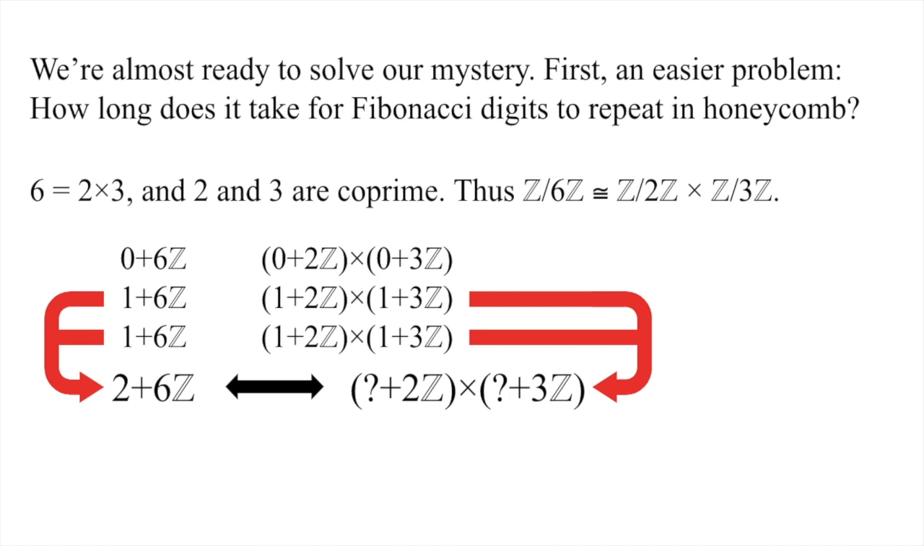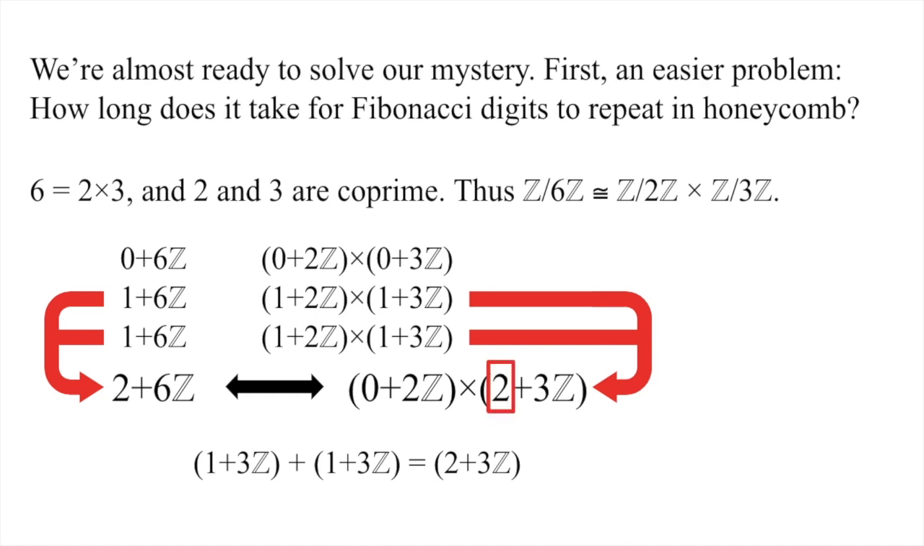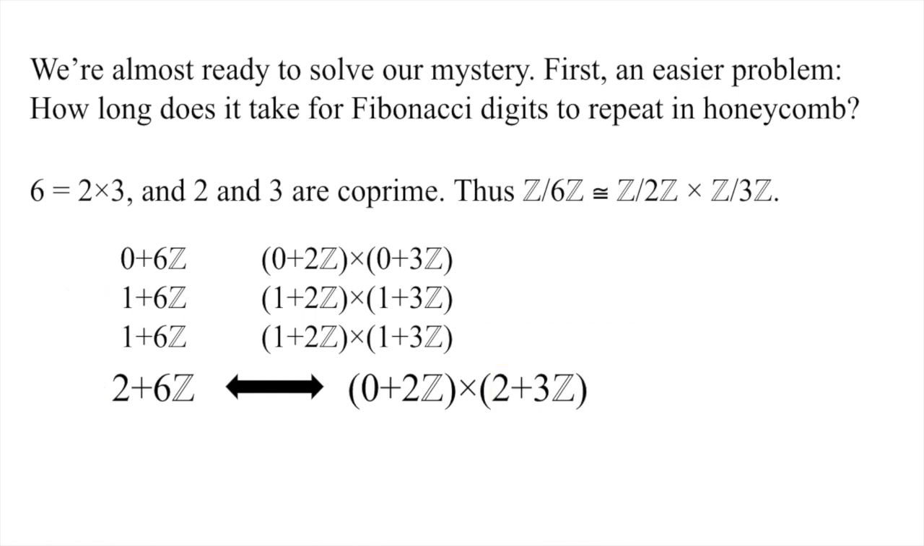And of course, addition happens component-wise, so we can do this easily. 1 plus 2Z plus 1 plus 2Z is equal to 0 plus 2Z, because remember, Z mod 2Z is a system in which 2 is equal to 0. This means that this question mark has to be equal to 0. Looking at the other component, 1 plus 3Z plus 1 plus 3Z is equal to 2 plus 3Z. So this question mark has to be a 2. And just like that, we've found the element corresponding to 2 plus 6Z.